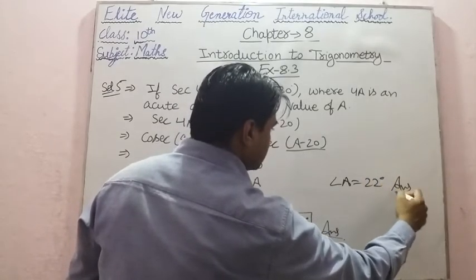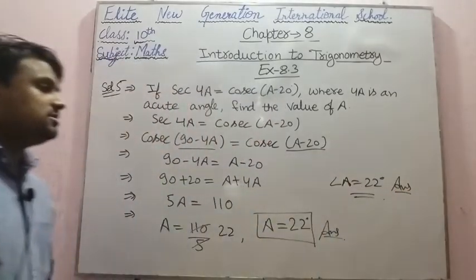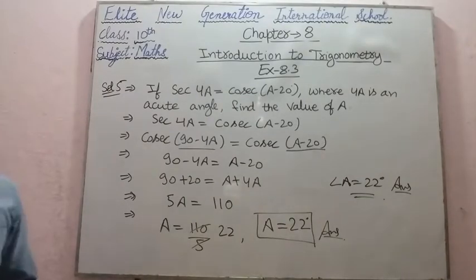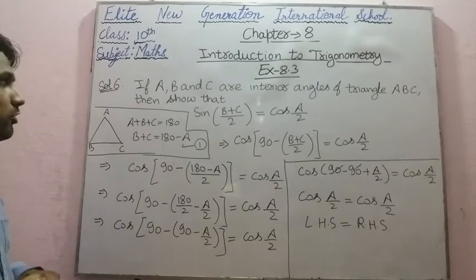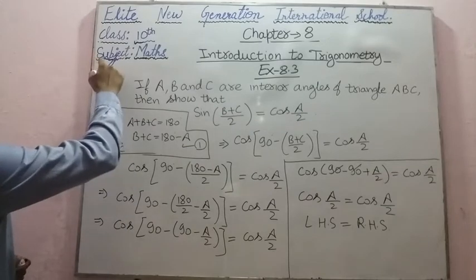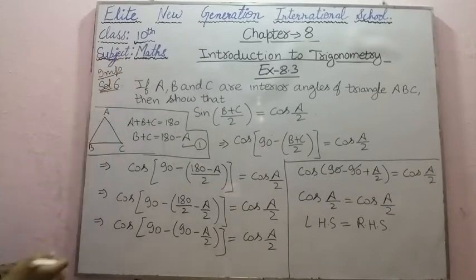This will be the answer. So in this, answer will be 22. Now after this, see next question. So after this, see question number 6, and question number 6 is one of the most important questions of this chapter. So it is very important. Now see this question number 6.